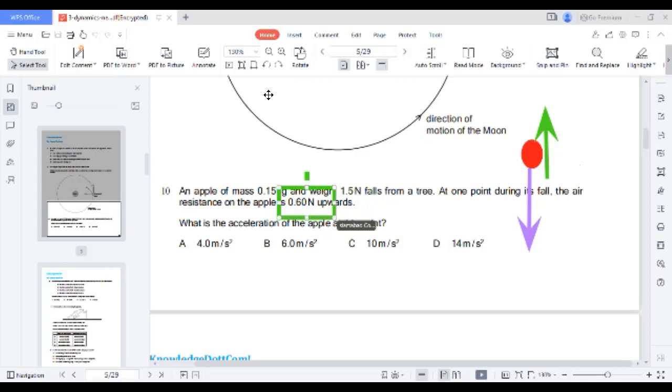So first we are going to find out the resultant force, and the resultant force is 1.5 in downward direction minus 0.6 in upward direction. So we are left with our resultant force, which is 0.9 Newton.